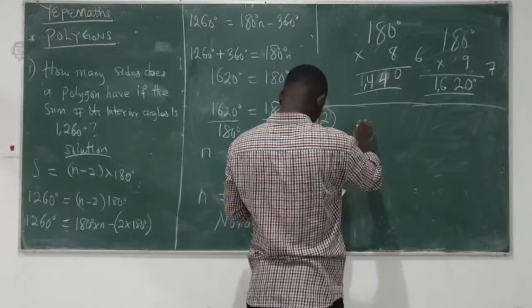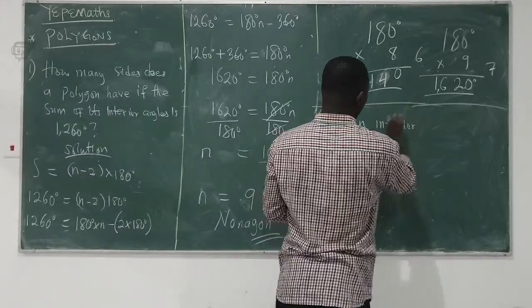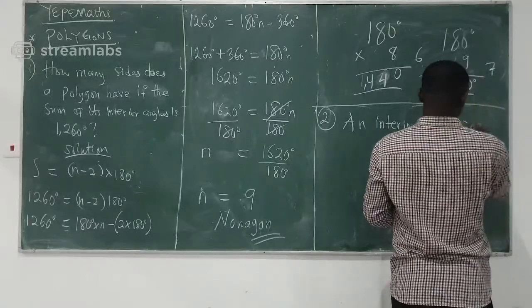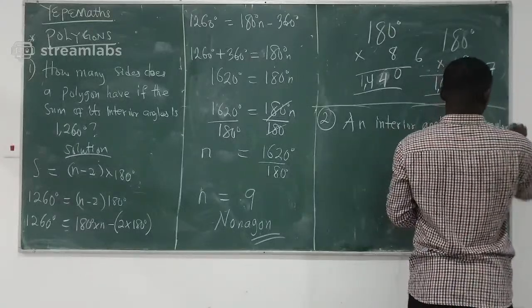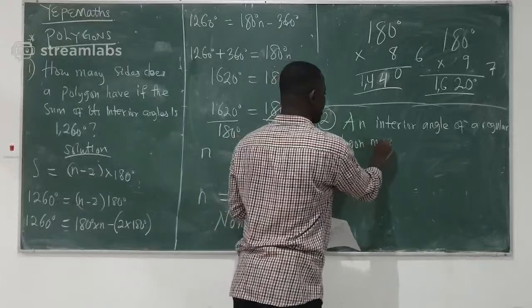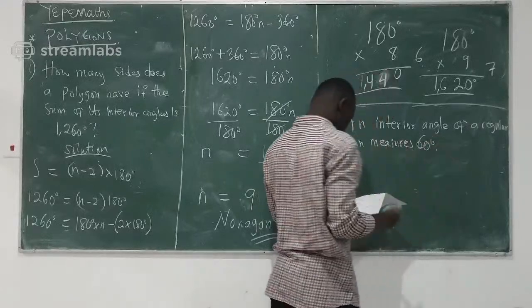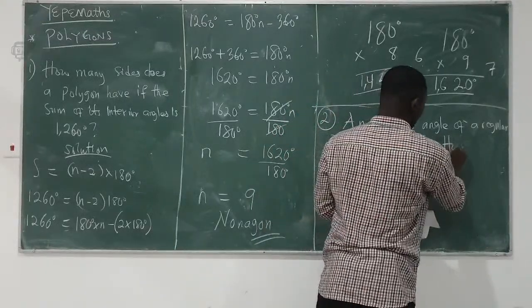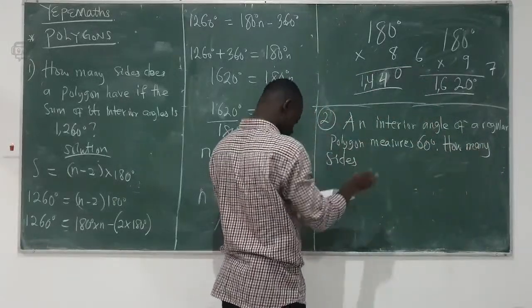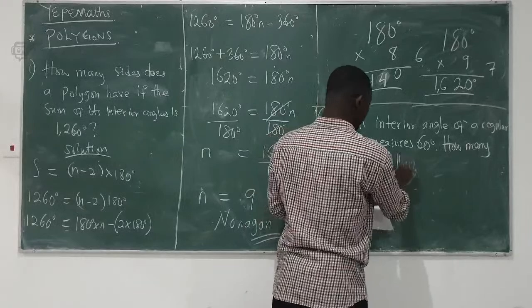So it says that an interior angle of a regular polygon measures 60 degrees. How many sides does the polygon have?